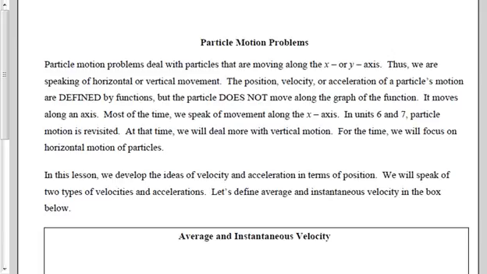In Unit 6 and 7, particle motion is revisited. At that time, we'll deal more with vertical motion. For now, we're going to focus on horizontal motion of particles. So in this lesson, we're going to develop the ideas of velocity and acceleration in terms of position. We will speak of 2 types of velocities and acceleration. So let's define average and instantaneous velocity down below.